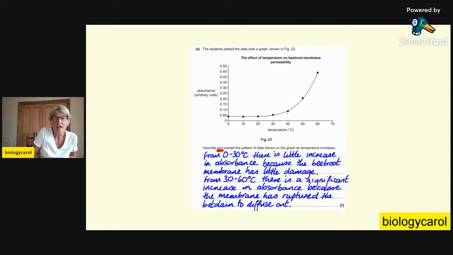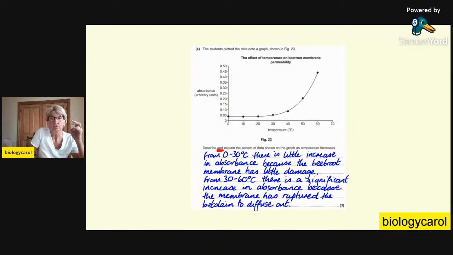Between 0 and 30 degrees C, I said that there is little increase in absorbance because the beetroot membrane has little damage. From 30 to 60, there is a significant increase in absorbance because the membrane has ruptured and the betalain is diffusing out.